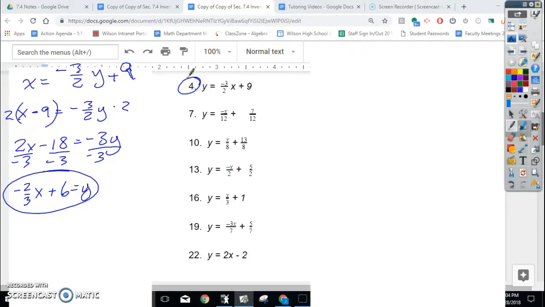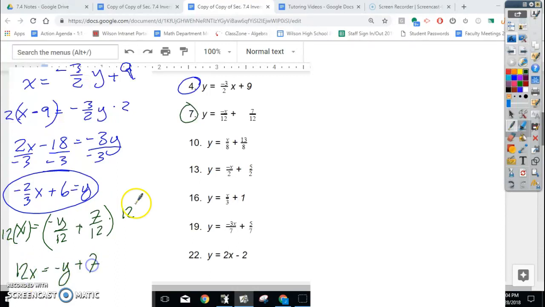That's number 4. Number 7, we're going to do in green here. So this will be x equals negative y over 12 plus 7/12. So I'm going to multiply this entire side by 12 and multiply this side by 12. So I'm going to get 12x equals negative y plus 7, because this 12 cancels out all those 12s on the right.